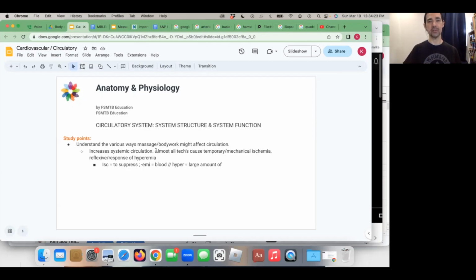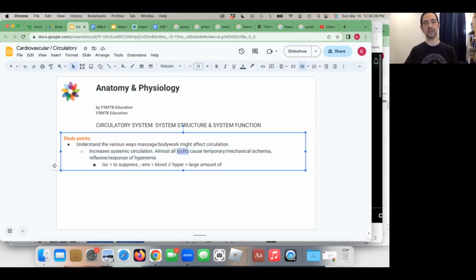Increases systemic circulation. Almost all the techniques, all the hand techniques, cause temporary or mechanical ischemia. Isch means to suppress or to stop or to slow down. And emia means blood. So the hand techniques temporarily cause ischemia.